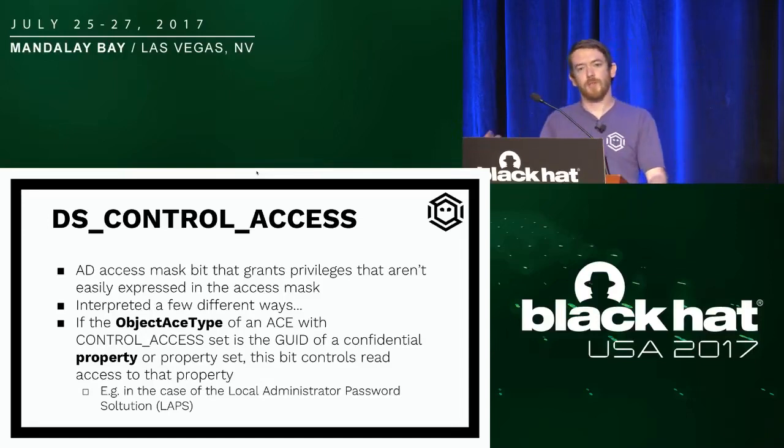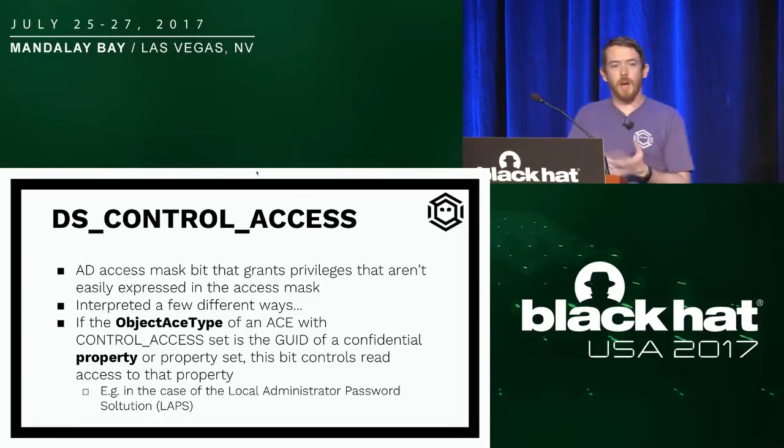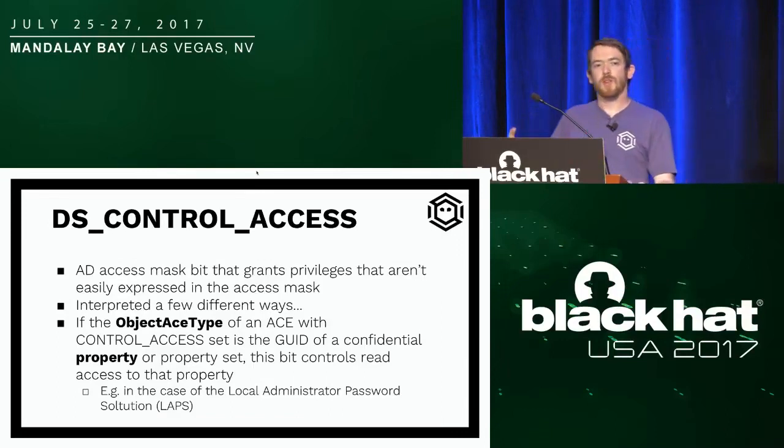So this bit is interpreted two different ways. If the object ACE type, which is a GUID, if the target of the ACE is a confidential property name, so if it's mapped back to a property that's marked as confidential, for example, LAPS, then flipping the DS control access bit will grant read access to this sensitive property.